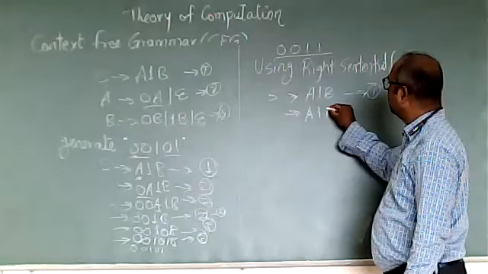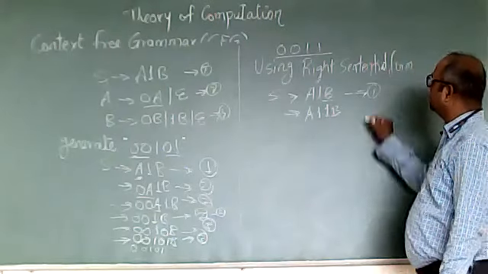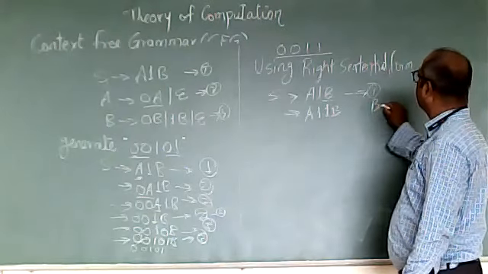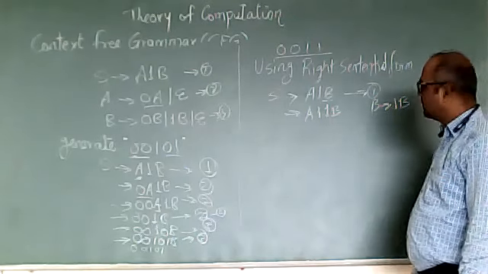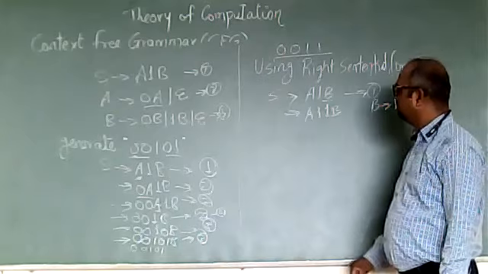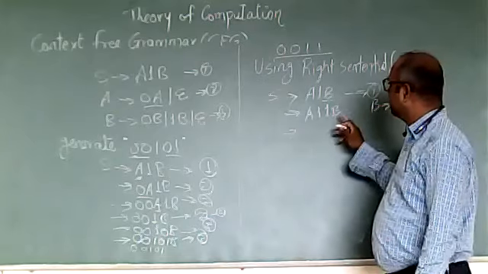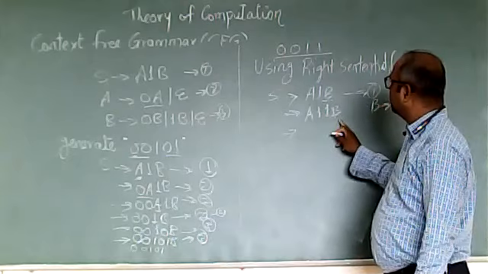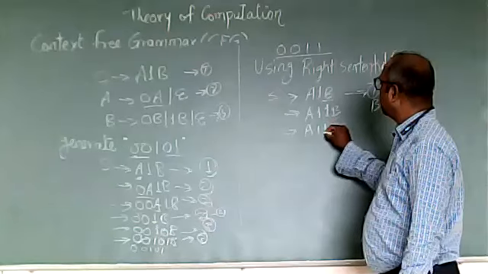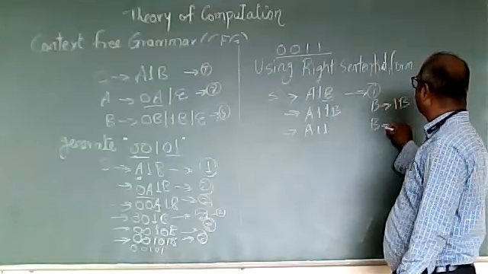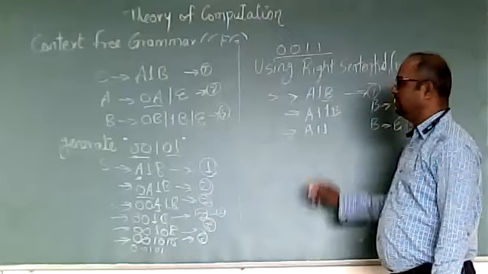I will replace it with 1B. So this B I am reducing with the help of this production. We can also write it like this, B tends to 1B, so it is easier to understand which production I am using. Then B tends to 1. Now again the rightmost symbol: the 1, 1 is already done, so I will replace the rightmost B with epsilon, B tends to epsilon. So the string will become A11.